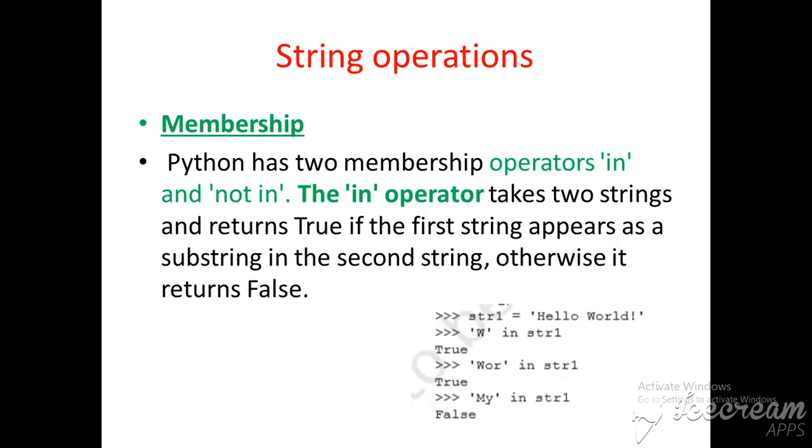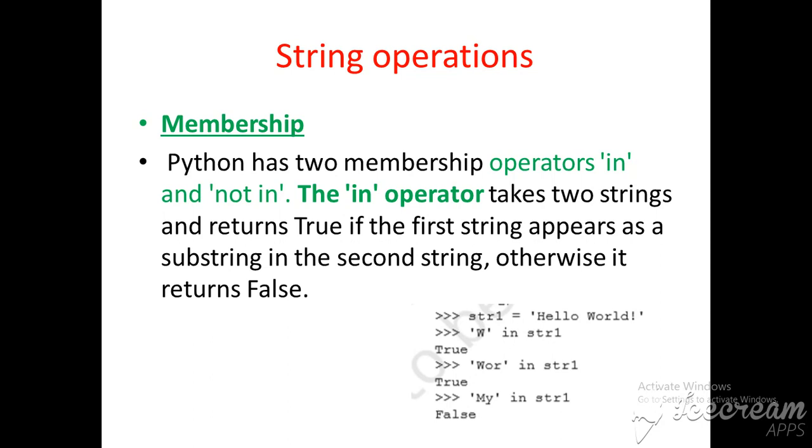The next operator is called the membership operator. In Python strings there are two types of membership operators, in and not in. First we study the in operator. The in operator takes two strings and returns true if the first string appears as a substring of the second string. Here string 1 is equal to hello world. Then we check w in str1. This is the membership operator, the in operator. It returns true because w is present in string 1, in world.